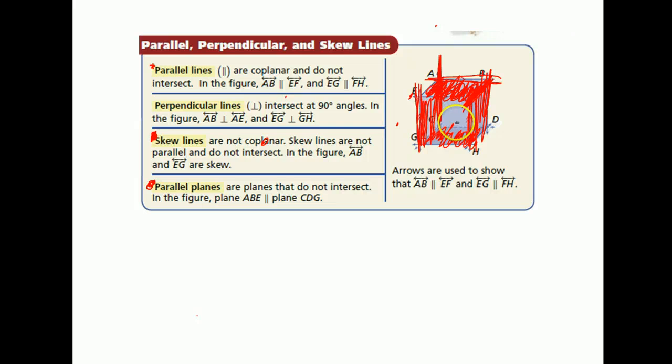So that's in a room where you have a plain rectangular room. The ceiling and the floor are parallel planes. They're never going to intersect. The left wall in the room and the right wall in the room are never going to intersect. They are parallel planes.